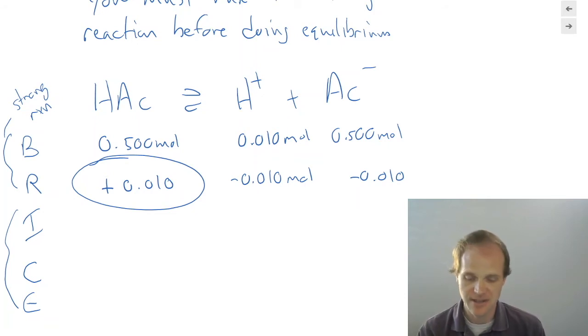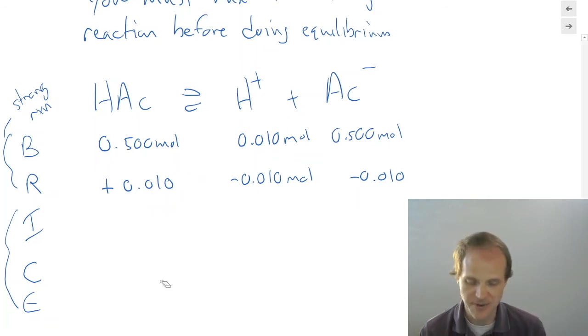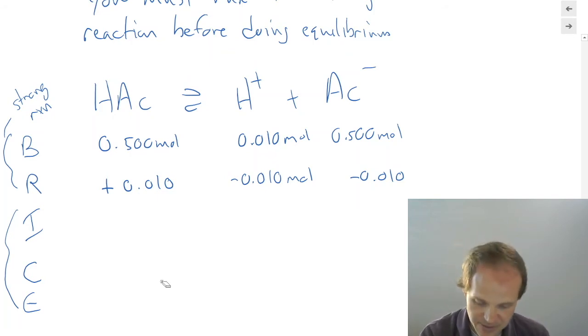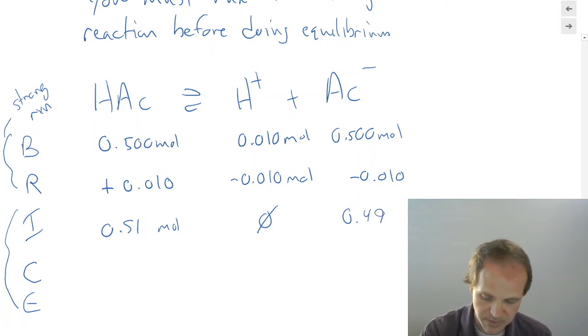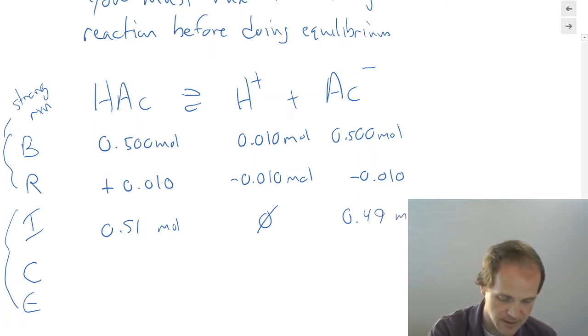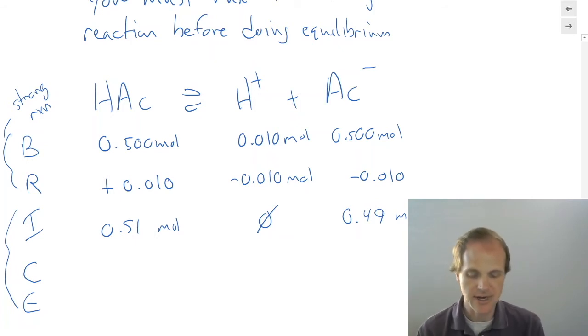It changes the pHs that you get in your solution. And it's wrong, so you know that too. So now we do our little stoichiometry, and we get 0.510 moles, and we get 0.49 moles. I should probably take my digits down there. All right, so there we go.